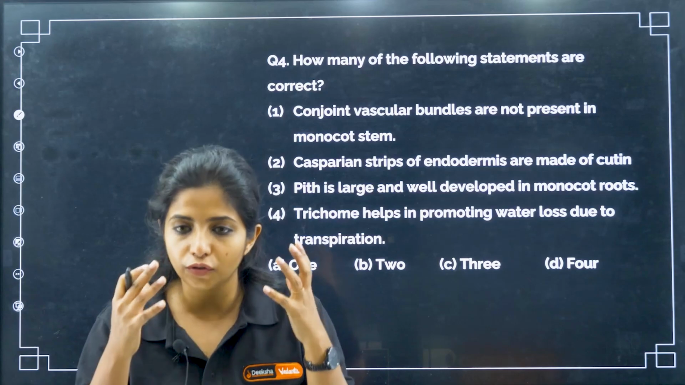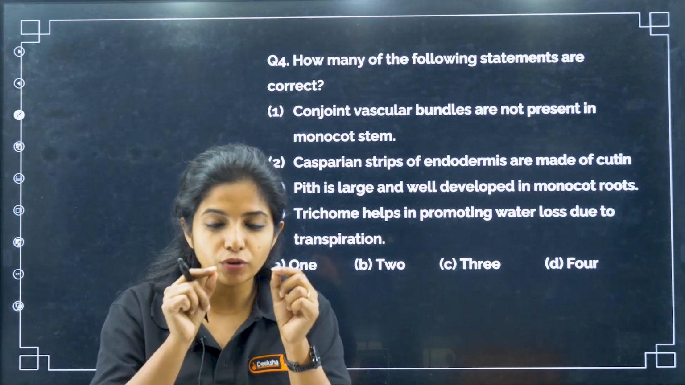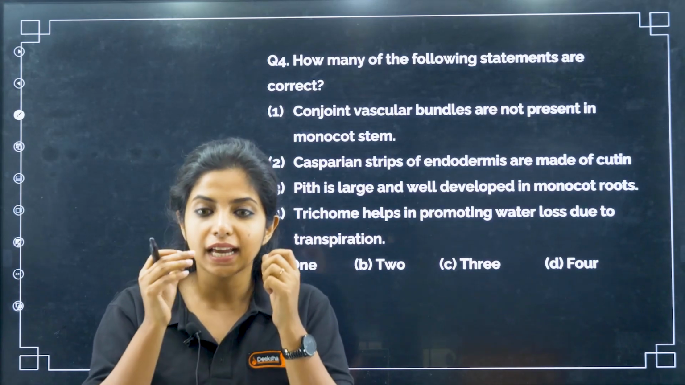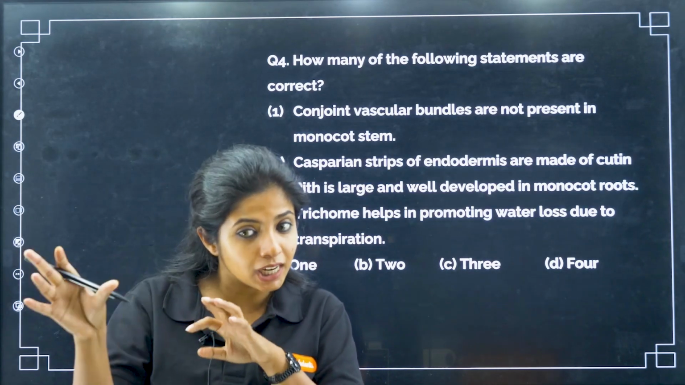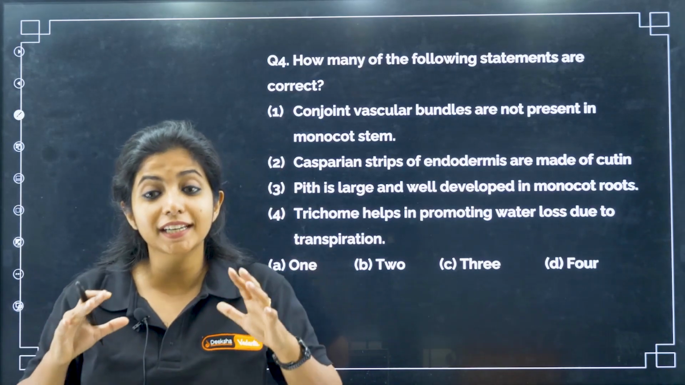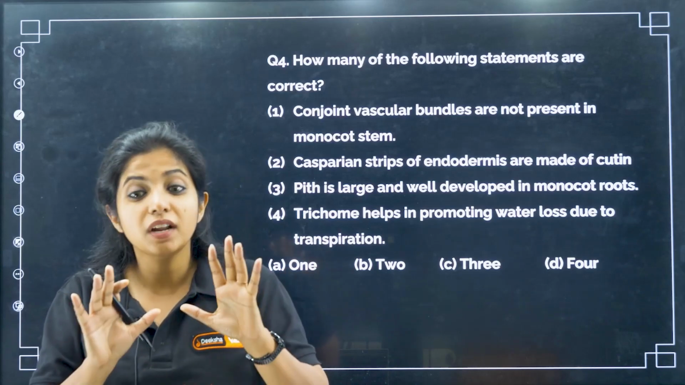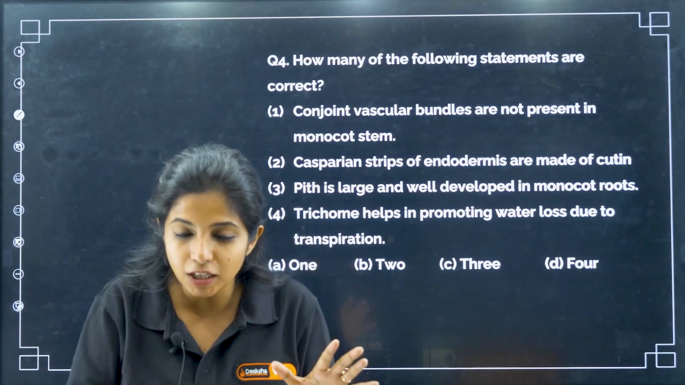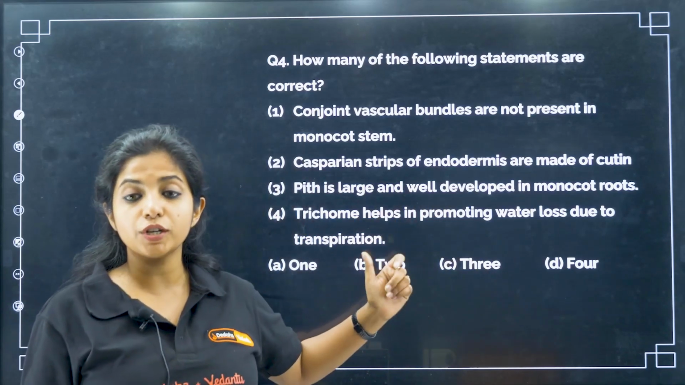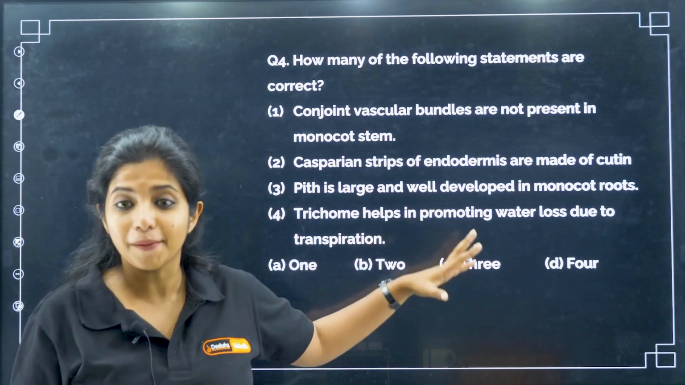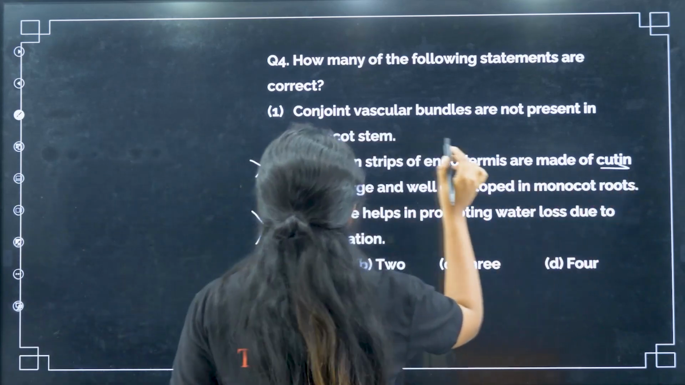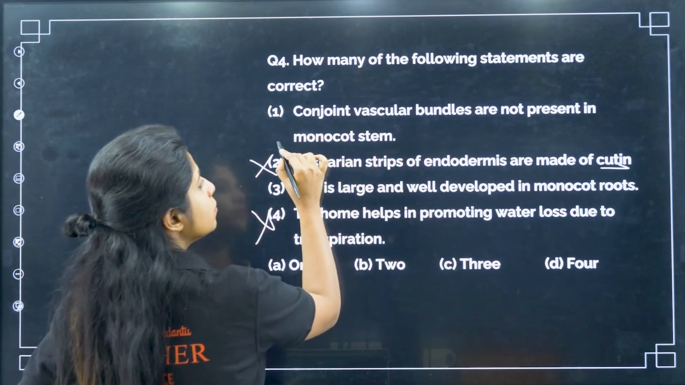So basically, what is the use of the trichome which is there? What is the use of this hair-like structure on the plant, my dear children? Basically, it helps in reflecting sunlight away, and it does not allow transpiration to happen, or basically it would stop transpiration. It will not encourage the plant to lose a lot of water. So trichome helps in promoting water loss due to transpiration would be wrong, because it does not promote, it reduces. It says do not lose water. So this is wrong, because over here it should be suberin, and over here conjoined vascular bundles are not present in monocot stem.